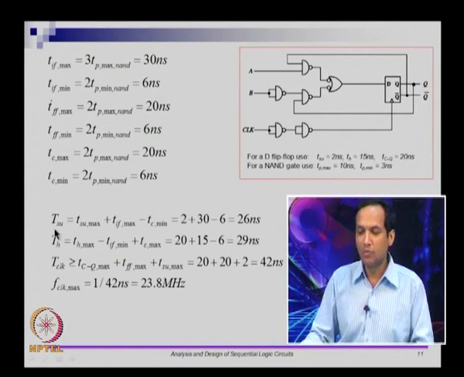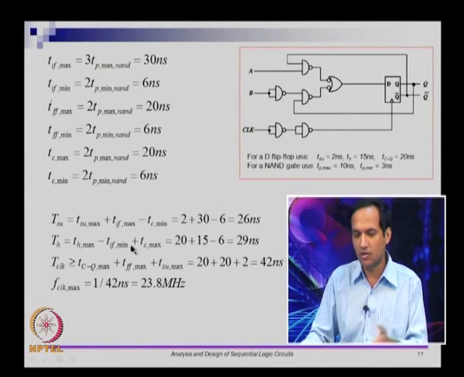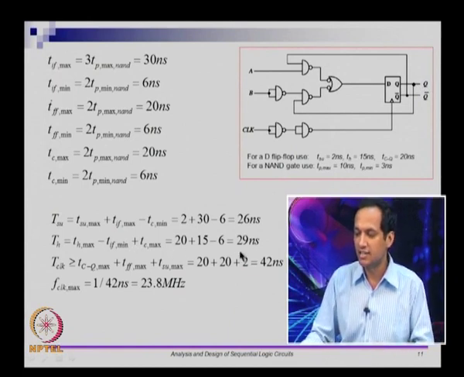So, if you look at the global setup time, it is TSU max plus TIF max minus TC min. This is just summation: 2 plus 30 minus 6 is 26 nanoseconds. The global hold time is TH max minus TIF min plus TC max. These are all just equations that I derived earlier, that is 29 nanoseconds.